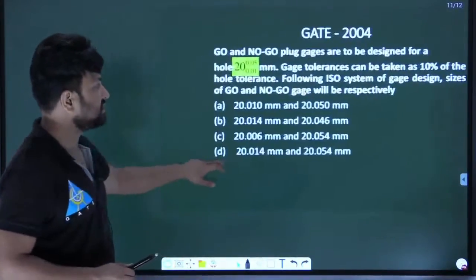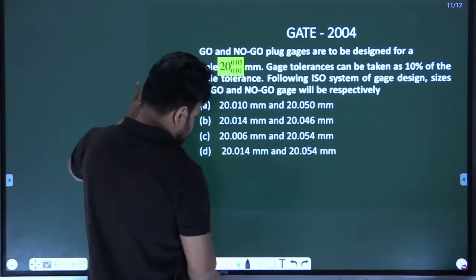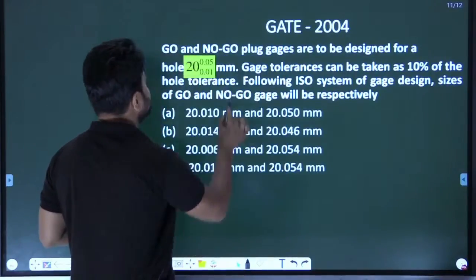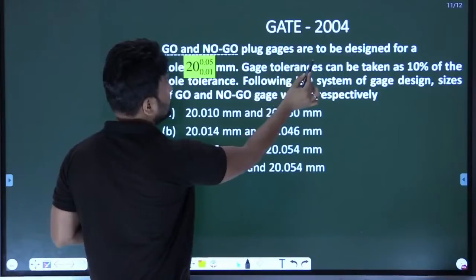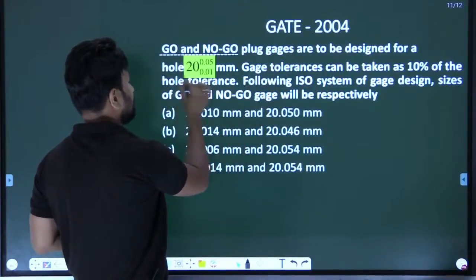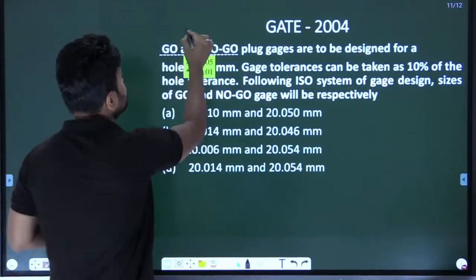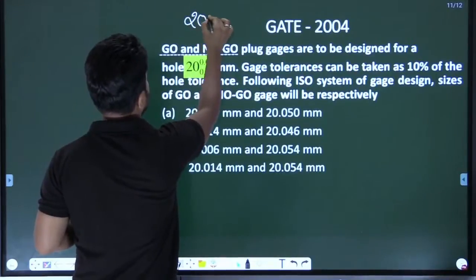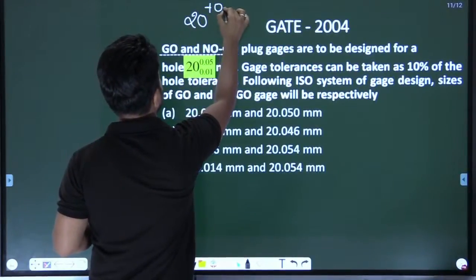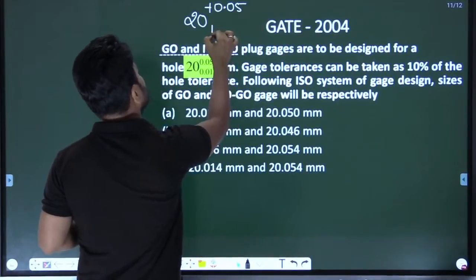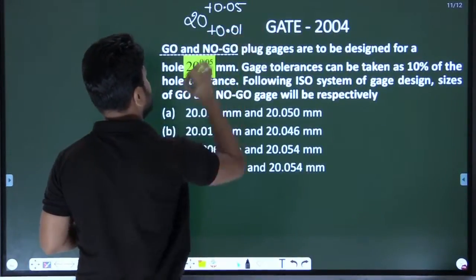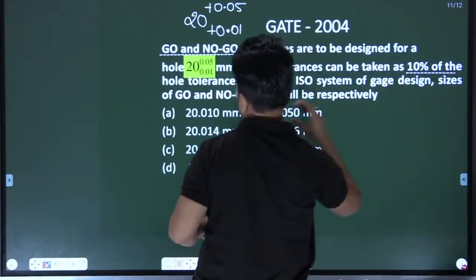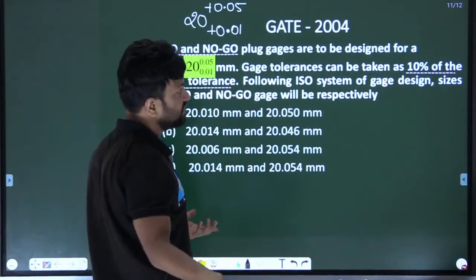Now this is a question that came in GATE 2004. What is the question saying? You have to produce go and not go plug gauges. The gauges are to be designed for a hole. I hope the dimension of the hole is visible. The hole is 20 plus 0.05, plus 0.01. Gauge tolerance can be taken as 10% of the hole tolerance. It is given that gauge tolerance, how much do you have to take?